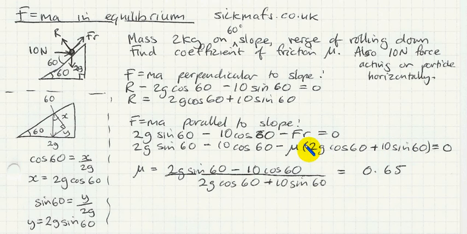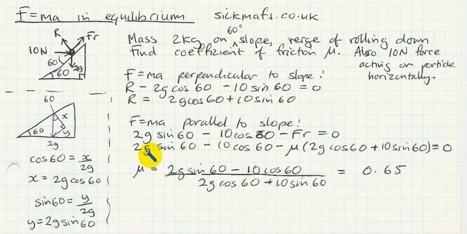So that frictional force is replaced with that. And then all you have to do is, there's only one thing you don't know, which is the coefficient of friction there, and everything else is known. G, if you didn't know, is the acceleration due to gravity, 9.8 meters per second squared. You should know that.